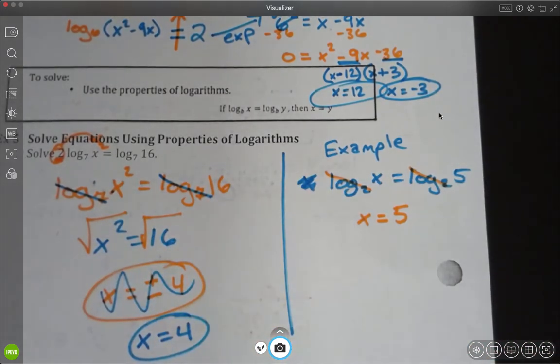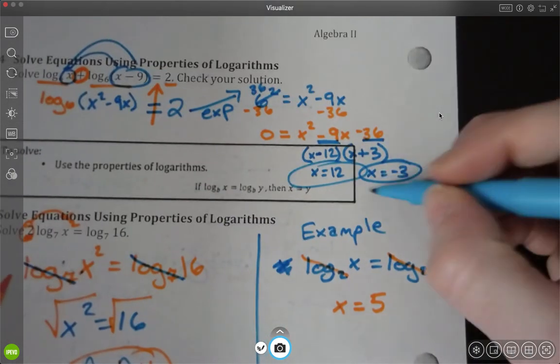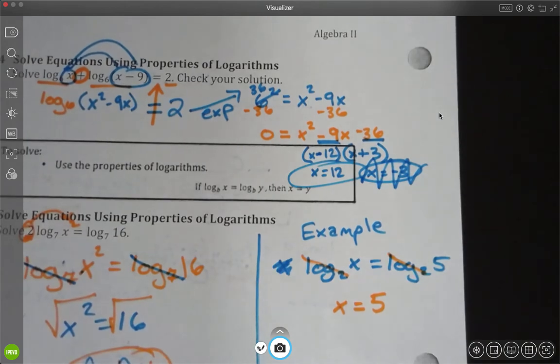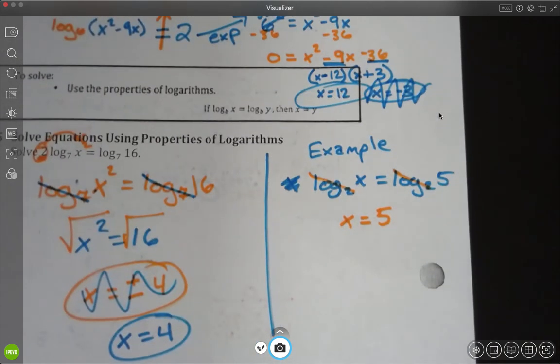Okay. Now, taking that into consideration, the problem that I just got done with at the top of the paper, it's negative 3. You can't have that. You can't have negative 3. Oh my goodness. So the only answer I get is 12, right? Okay. So when you're solving for x, logs can't be negative. Any time you're solving for x and you get a negative answer, that's not good. You cannot do that. Okay.